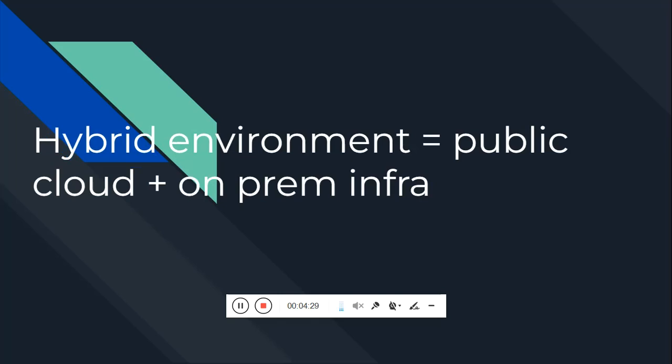The term hybrid environment or hybrid networking is mainly referring to connecting the public cloud environment to your on-premises or data center based traditional infrastructure.